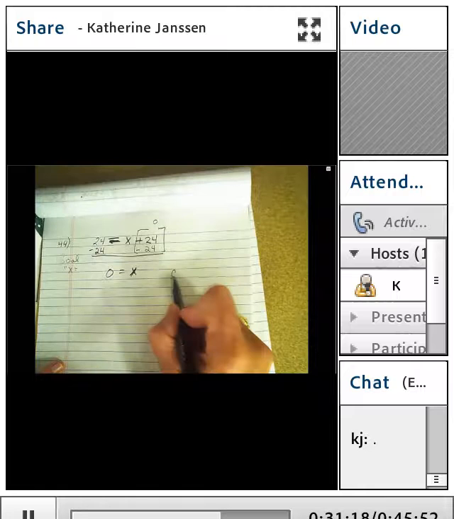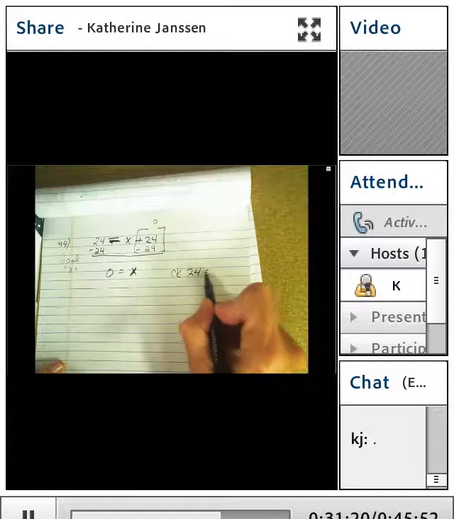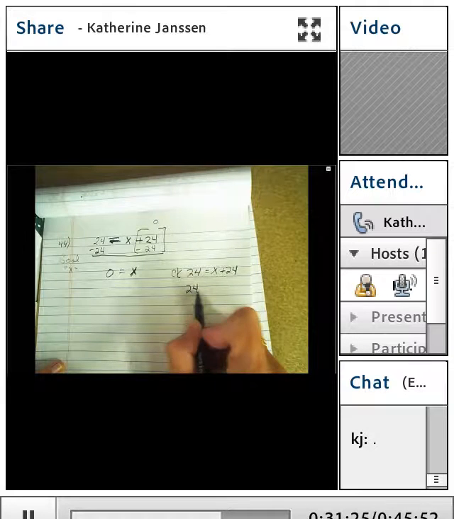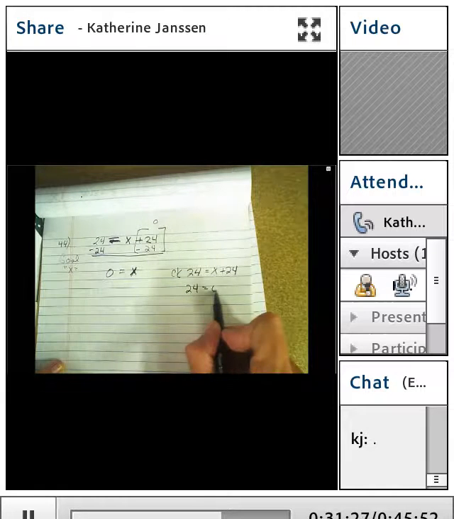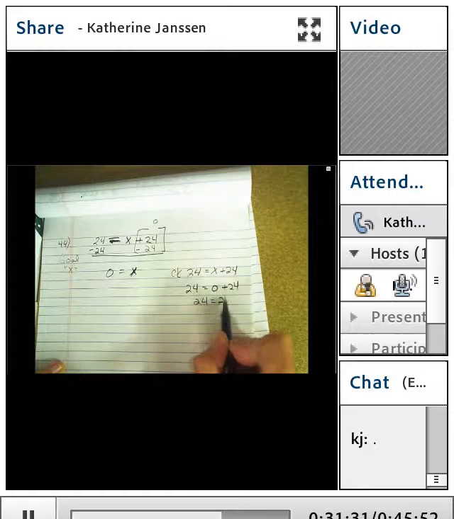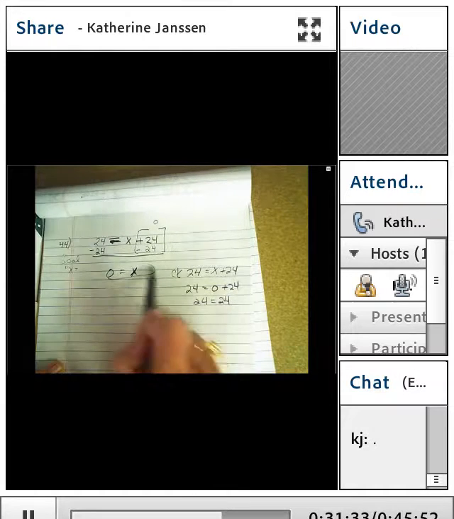So let's check. 24 equals x plus 24. 24 equals, I'm going to substitute 0 for every occurrence of x. 24 equals 24, so I can circle my answer, x equals 0.